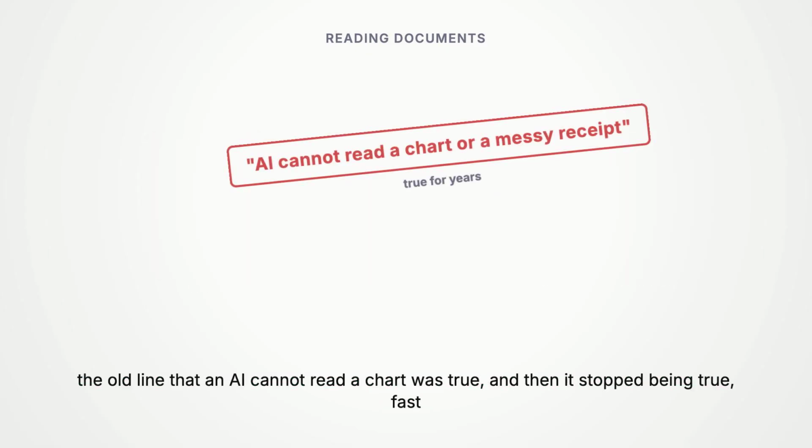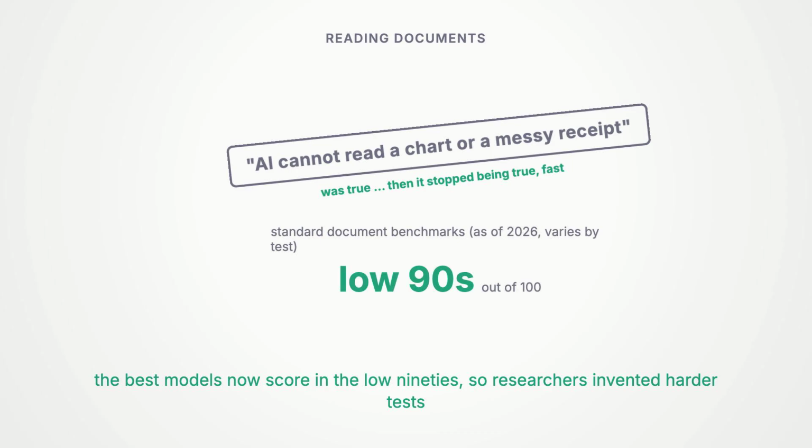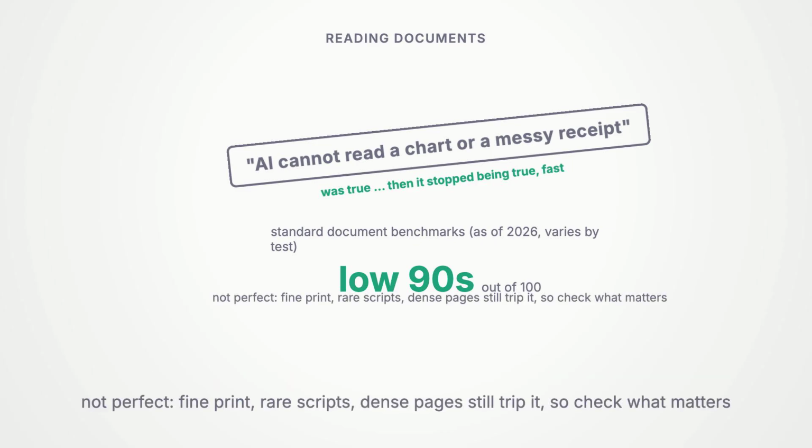The old line that an AI cannot read a chart or a messy receipt was true, and then it stopped being true fast, in just the last couple of years. On the standard document benchmarks, the best models now score in the low 90s out of 100, close enough that researchers have had to invent harder tests. It is not magic, and it is not perfect.